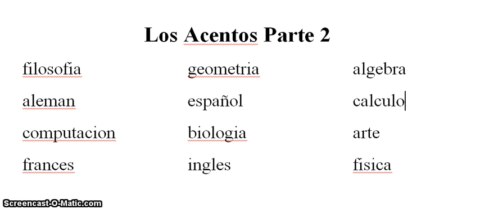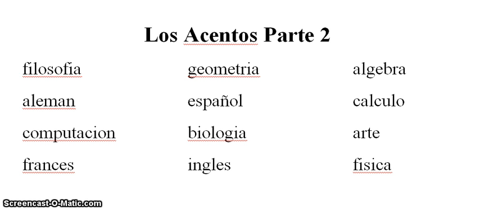The second rule that you have is if the word ends in a consonant other than N or S, then the emphasis falls on the last syllable. In the instance in which a word breaks the rule would be whenever it would be appropriate to add a written accent. The purpose of an accent is to allow the reader to know which syllable in the word is stressed so that it is pronounced correctly.